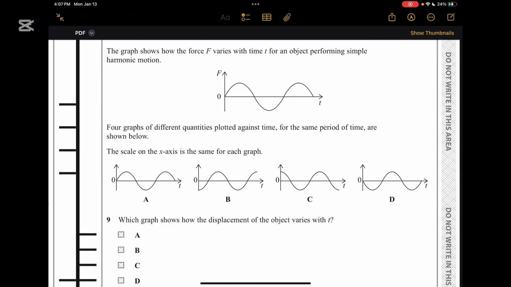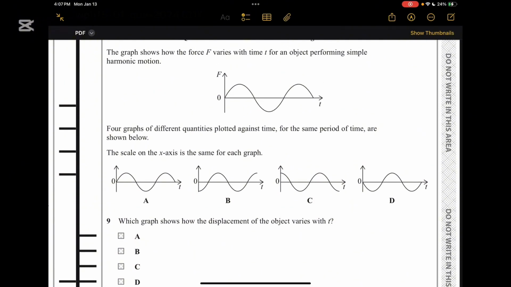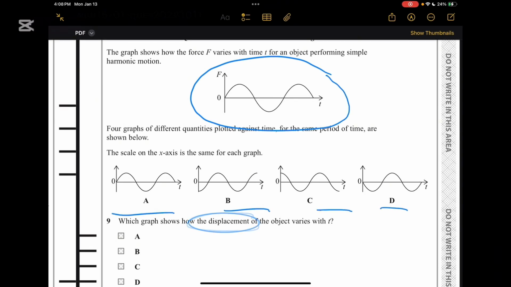They have given us the force time graph. So come on, let's read this question right now. What they have written is, the graph shows how the force varies with time for an object performing simple harmonic motion. They have given us 4 examples and asked us to figure out how the displacement varies with time. Okay, so is it a force time graph? We can also refer to it as an acceleration time graph as well, because we know force is equal to mass into acceleration, and force and acceleration are directly proportional. So both of their graphs will be more or less similar.